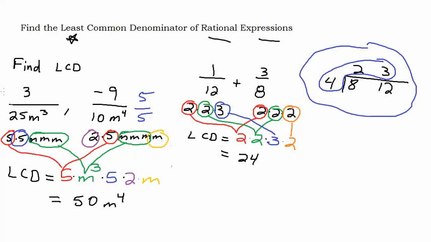So you'd have to multiply the first fraction by 2m over 2m, and that would give you the 50m to the fourth in the denominator. All right, so that's in a different video when you actually go and add them together, but that's what you would have to do next after you find your least common denominator.